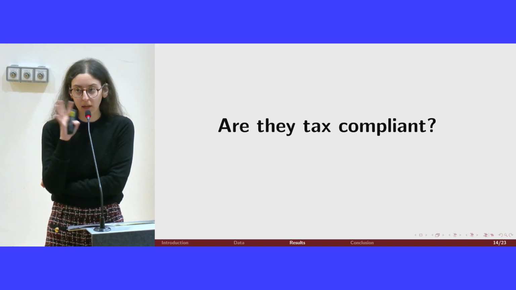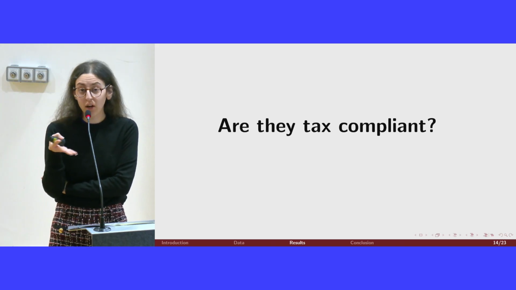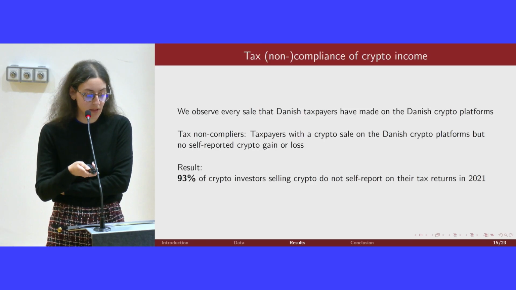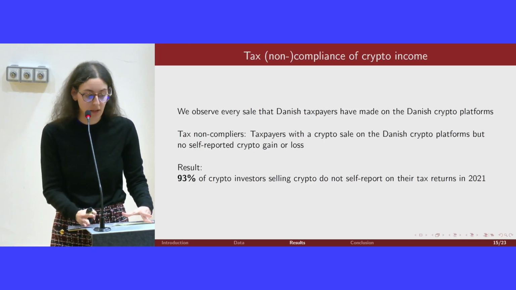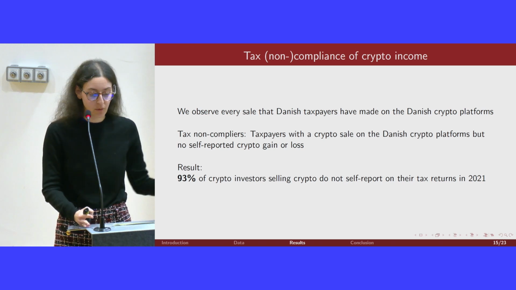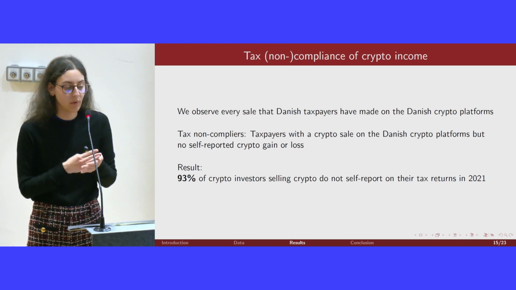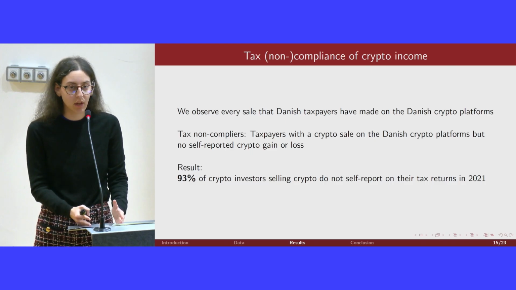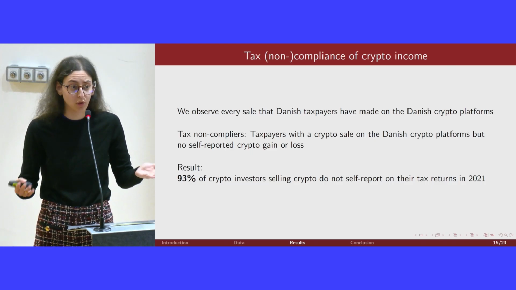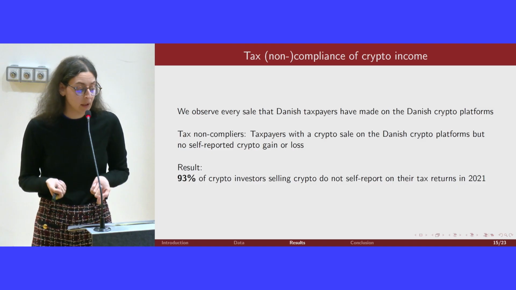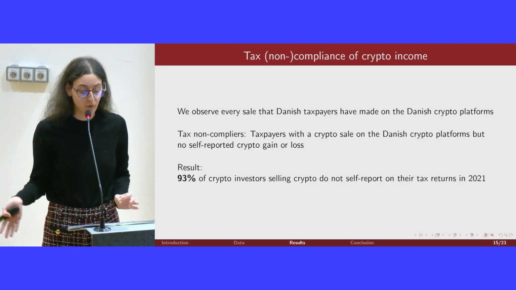Now that we have an idea who these crypto investors are, we ask: are they tax compliant? This is easy because we can see their investments on the domestic platforms, and we can see their tax records. So we take a very simple approach. In Denmark, if you sell crypto, you need to report either a gain or a loss. You're obliged to report one of the two. If you made a loss, you report the loss. If you made a gain, you have to report it.